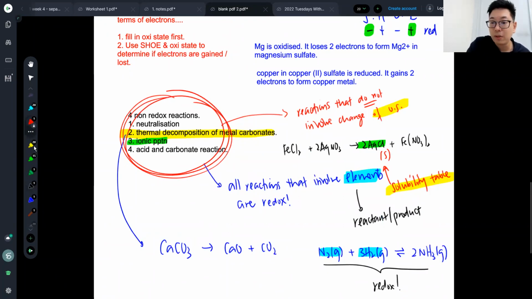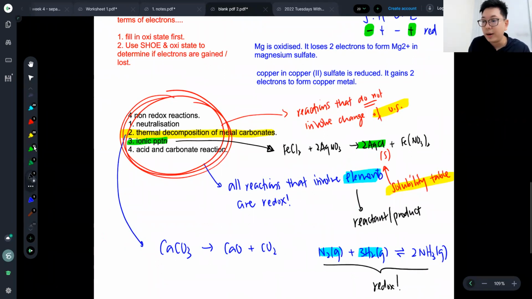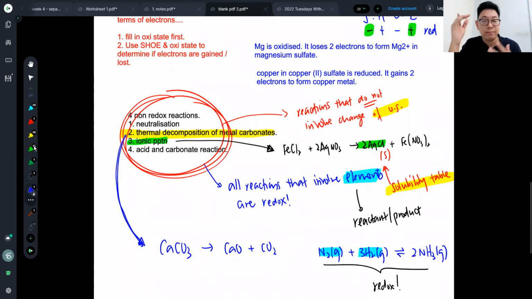I gave an example of ionic precipitation here. I gave an example of thermal decomposition here. Neutralization is just acid and alkali, so you can write that on your own. Acid and carbonate, same thing we did last year.